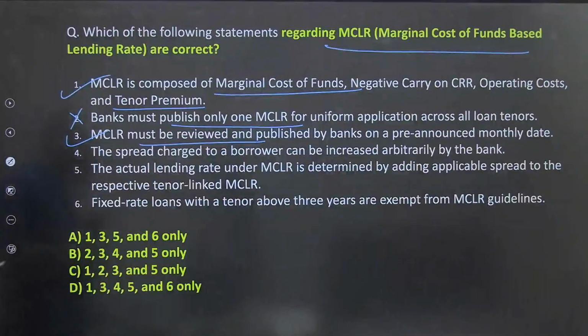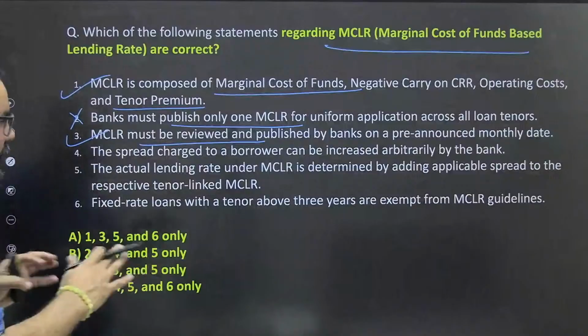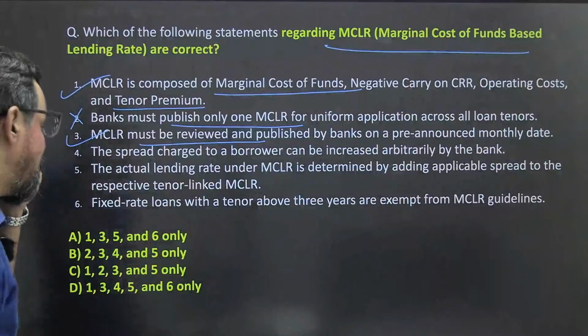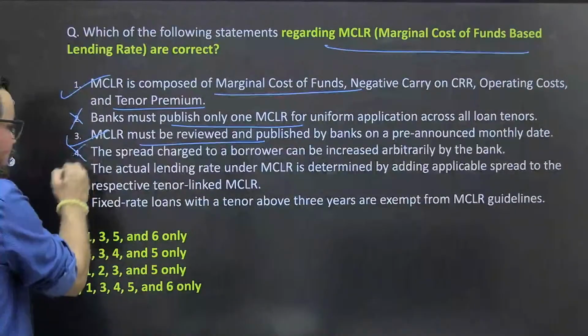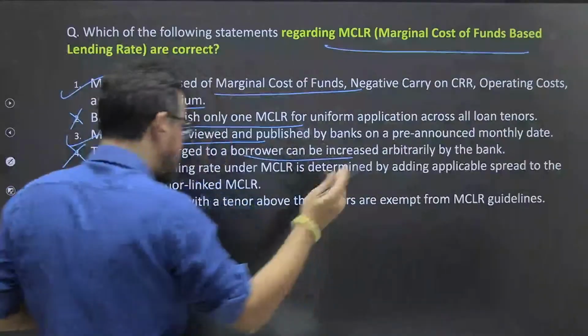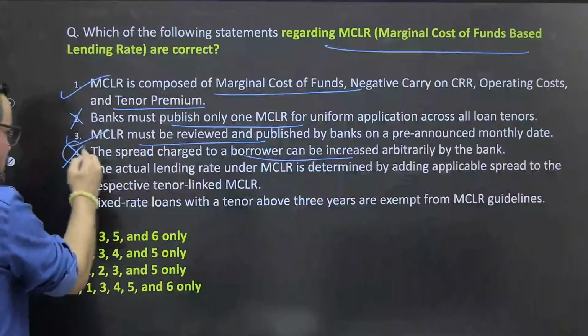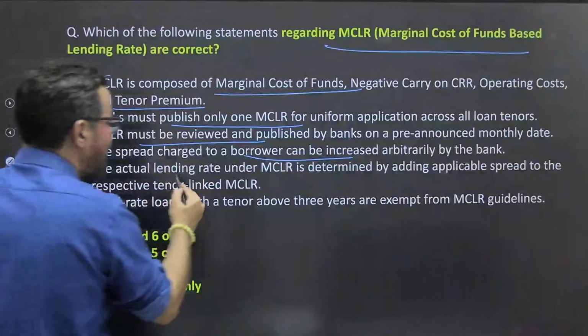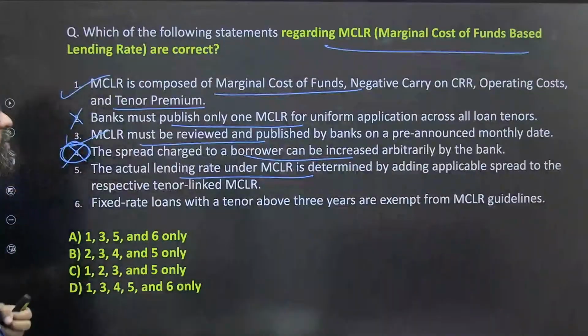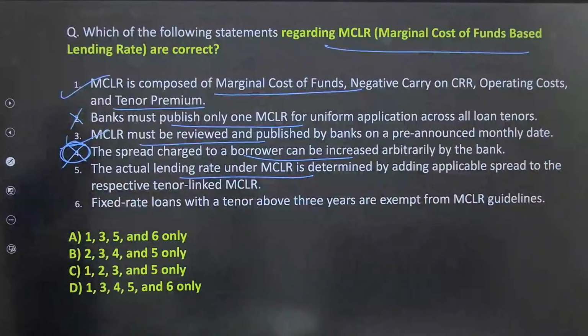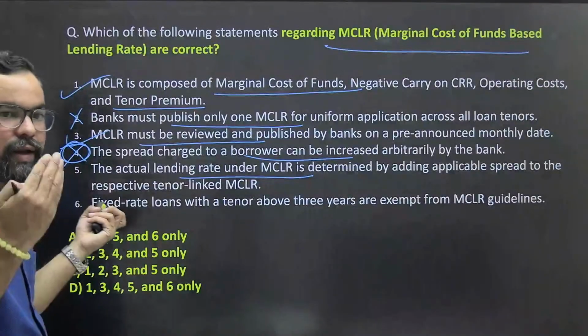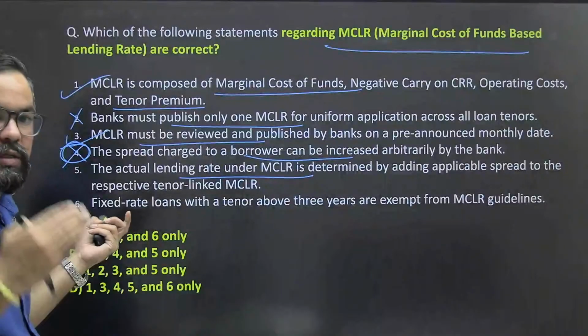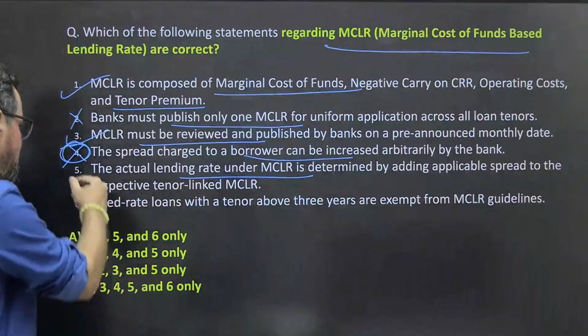ठीक है, it should be linked with the risk. ऐसा नहीं कि हम मनमर्जी से उसको करेंगे, ठीक है। It is based on the borrower's risk profiling and all, ठीक है। I will not go for this one, but we will revisit this. The actual lending rate under the MCLR is determined by adding the applicable spread to the respective tenure-linked MCLR, ठीक है। Let's say if MCLR is 6%, 6 plus 2.5, that is 8.5%, true.